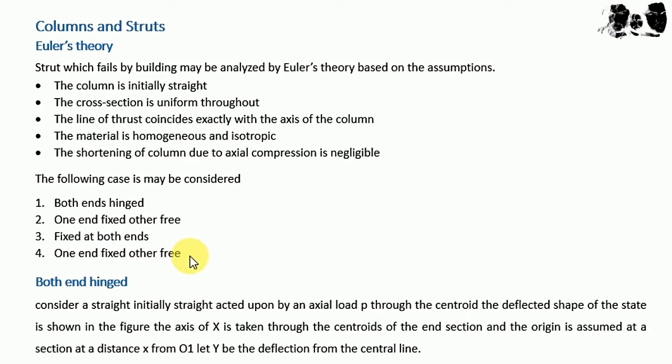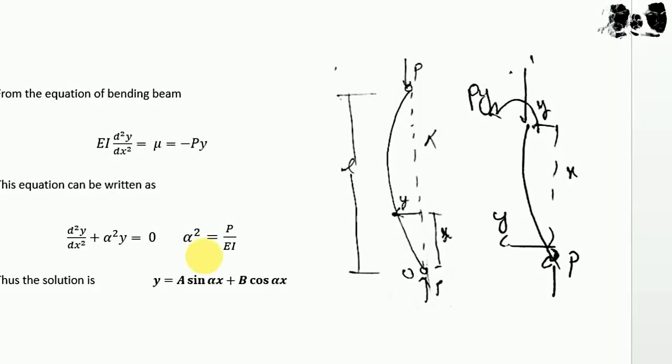Let's start with the first condition, both ends hinged. Consider a column, initially straight, acted upon by axial load P through the centroid. The deflected shape of the column is shown in the figure. The axis is taken through the centroid of the end section, and the origin is assumed at a section at a distance x from O1. Let y be the deflection from the central line. Let's see what they are saying. Here it is.